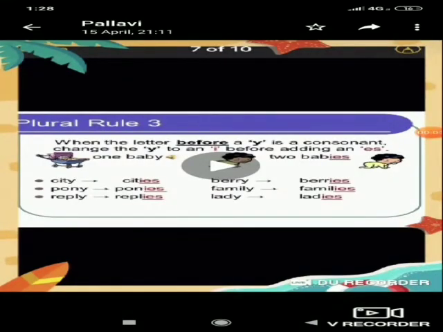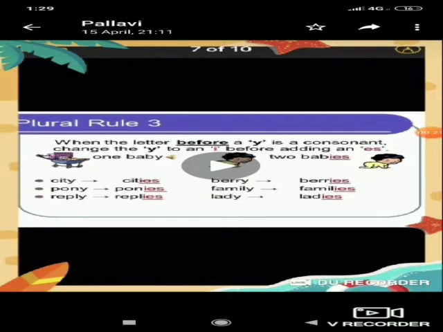Now we move on to rule 3. What does rule 3 tell us? Whenever any word ends with Y and before the letter Y there is a consonant, then we change the Y into I before adding an ES. Children, do you all know what consonants are?